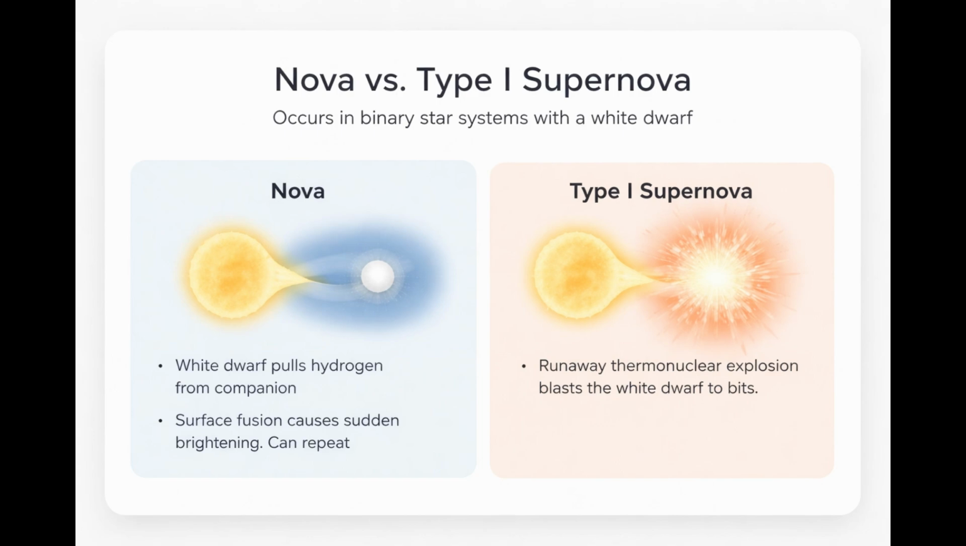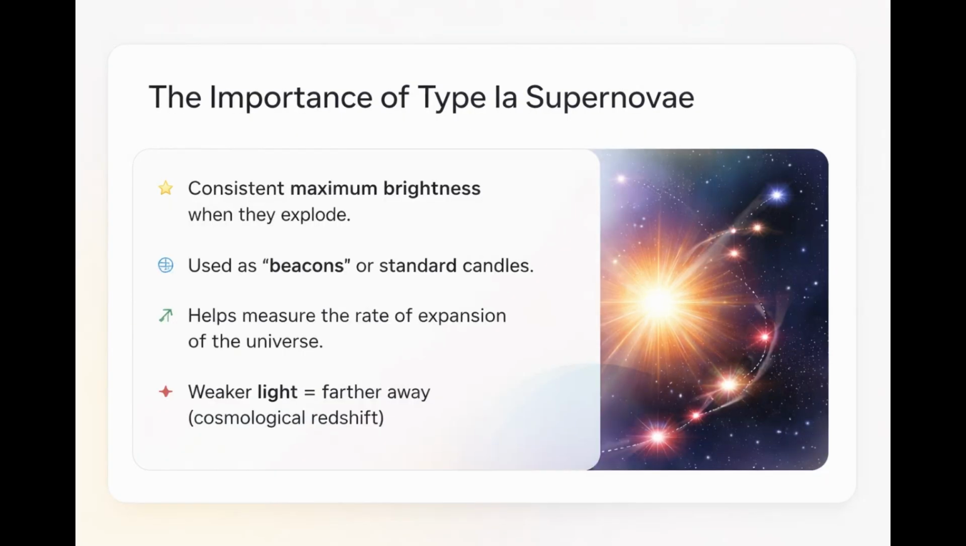But if too much mass accumulates, it triggers a runaway thermonuclear explosion, a Type 1a supernova that destroys the star completely. Type 1a supernovae are incredibly important to astronomers. Because they all explode with nearly the exact same maximum brightness, scientists use them as cosmic beacons to measure vast distances and calculate the expansion rate of the universe.